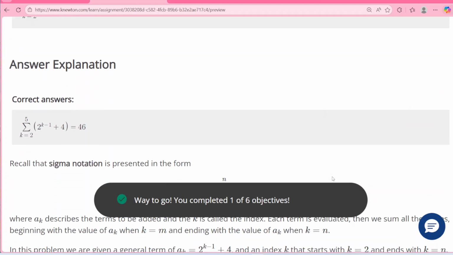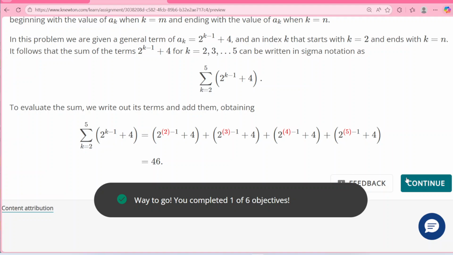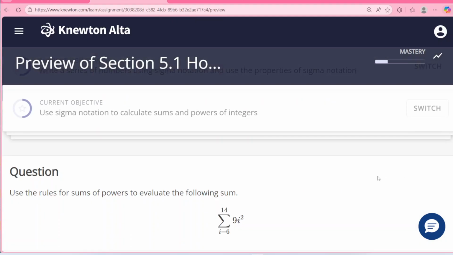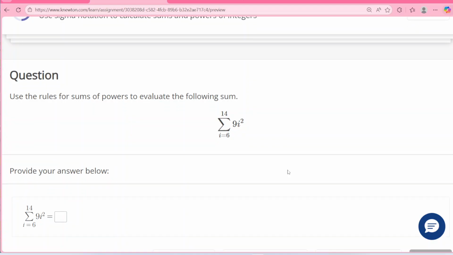All right, great. So those rules of sums of powers are coming back. All right, so again, this isn't starting at 1. Those rules for the sums of squares, sums of powers, are all starting at 1.